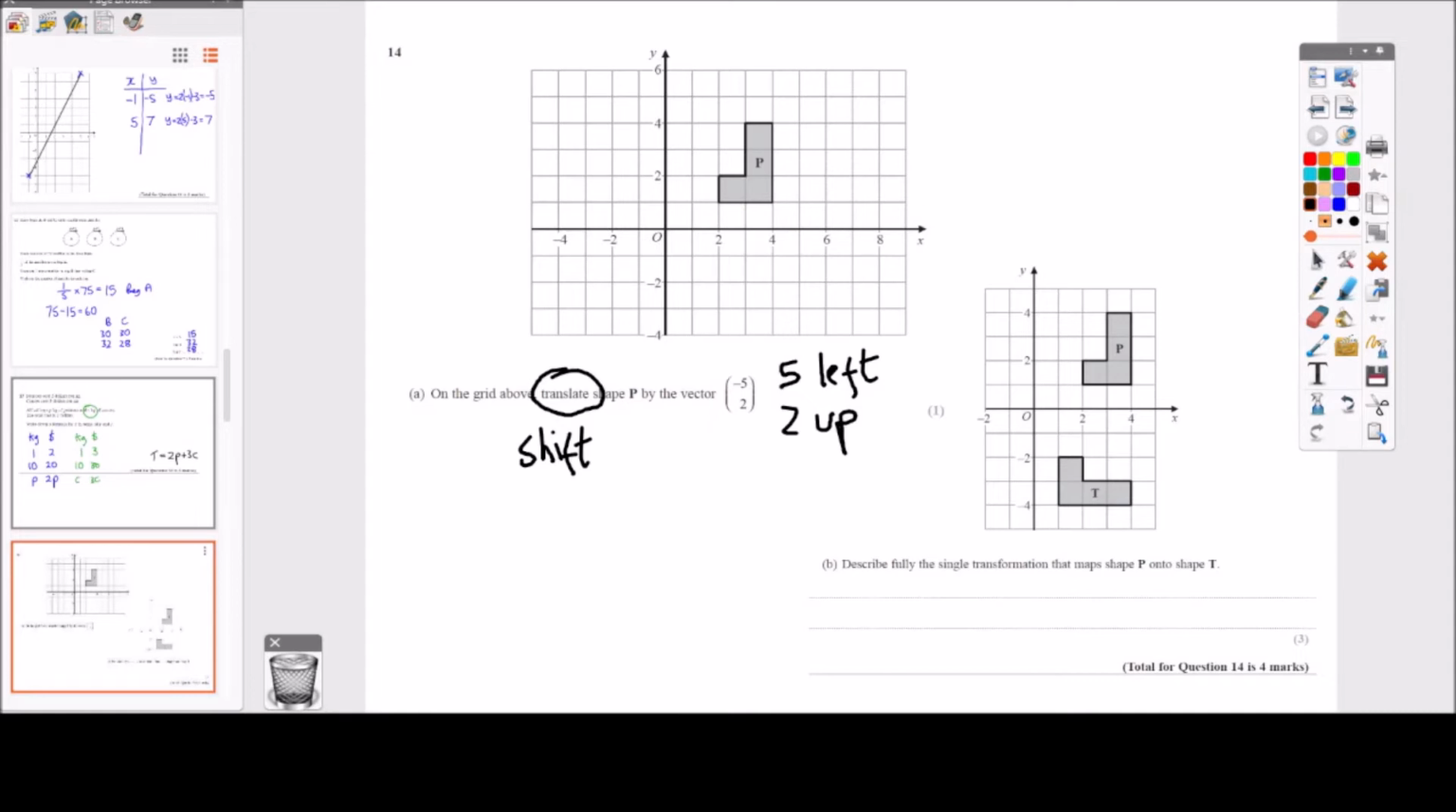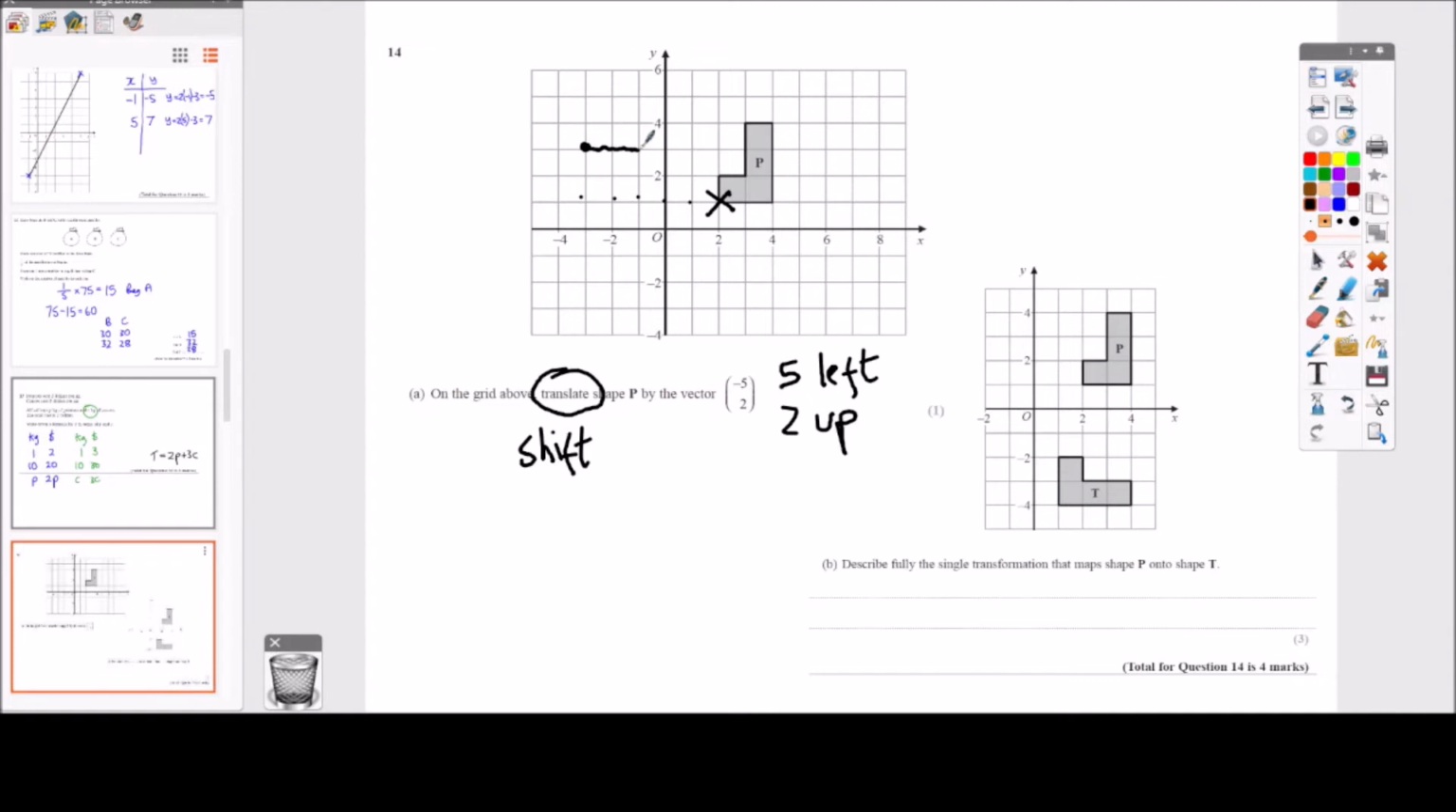So what I suggest you do, take any point you like. So I'm going to take the bottom left-hand corner point and shift that 5 to the left. 1, 2, 3, 4, 5. And 2 up. 1, 2. Now that becomes the new bottom left-hand corner. So I can just draw my shape in from there.